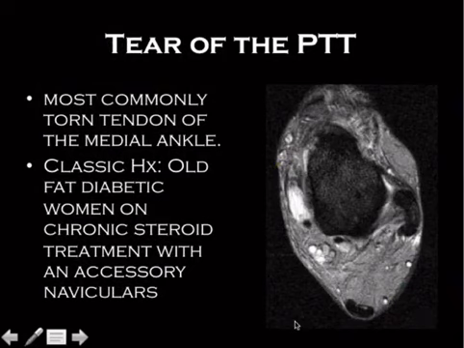It's the most commonly torn tendon of the medial ankle. It's usually a big fat diabetic on chronic steroids. So sort of putting all the risk factors together. You can have what's called an accessory navicularis. It's just one of the many accessory ossicles you can have. That one in particular is associated with a higher rate of injury to the posterior tibial tendon.